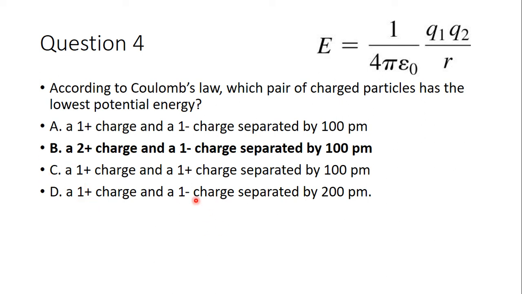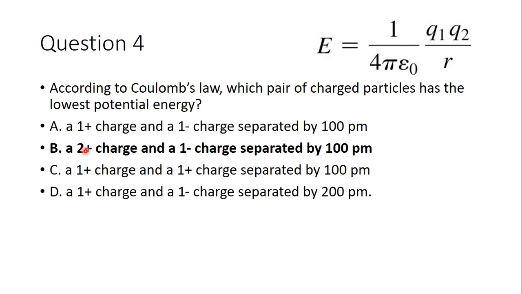Then D. +1 and -1. Alright, now we have C eliminated. Let's look at the distance. The closer 2 particles are, the more favorable it is. So A and B both have a distance of 100. D has a distance of 200. So D is probably not going to be the strongest. So I'm going to eliminate D. Now I just have to check between A and B.